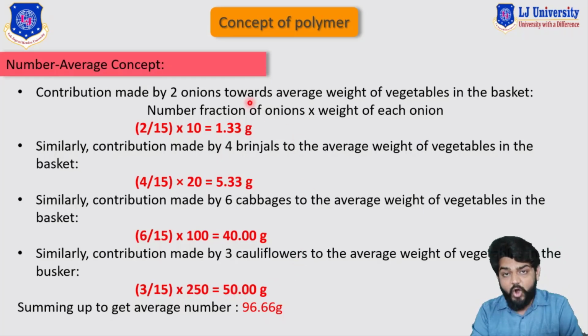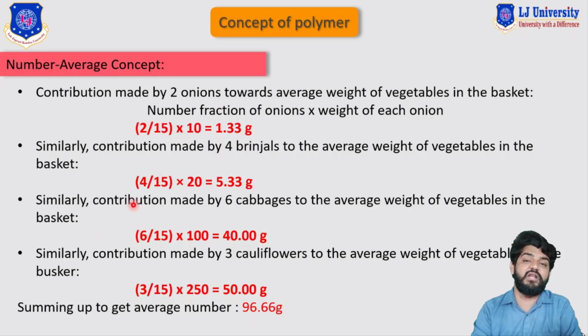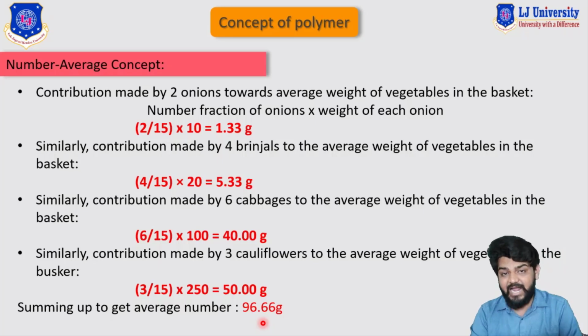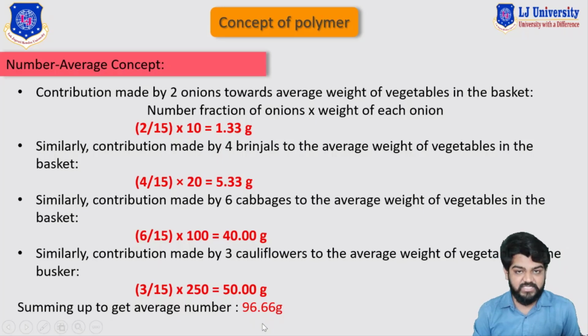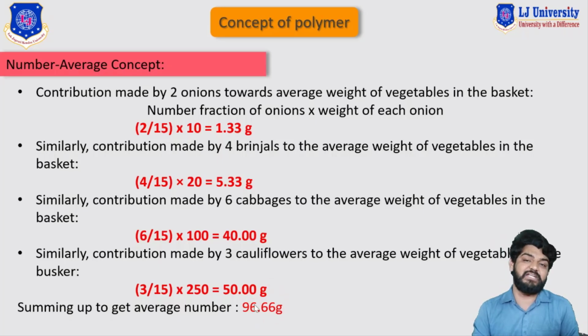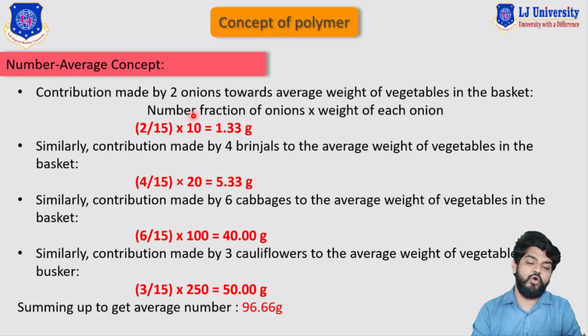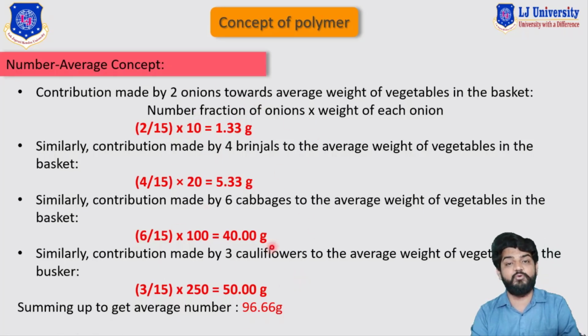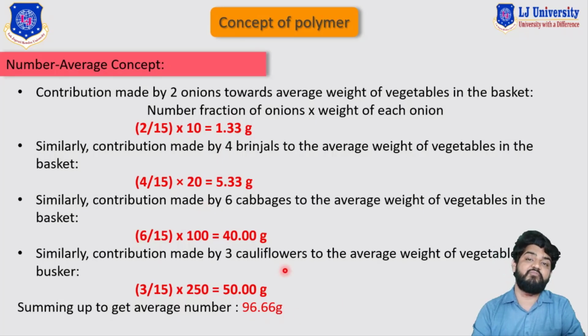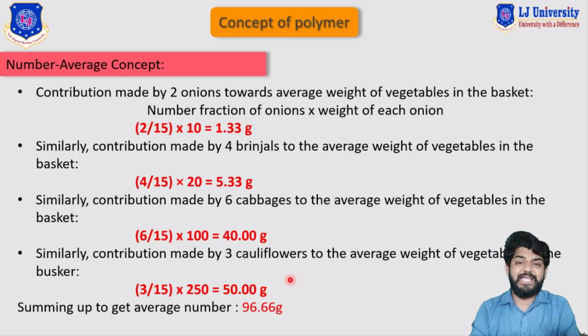Now if we sum up all this average weight of the individual vegetables, then we will have 96.66 grams as the average weight of our basket. So this is the average weight of the vegetables inside the basket, which is 96.66 grams, which is nothing but the summation of all the contributions towards the average weight of the molecules. So this can be defined as the number average concept for this specific example of vegetables inside the basket.